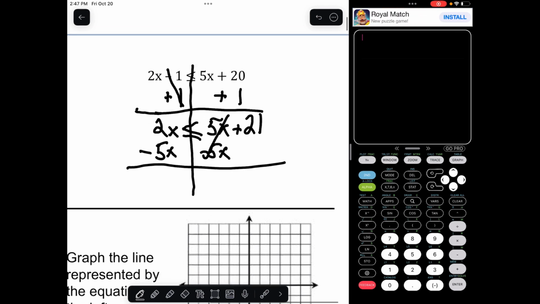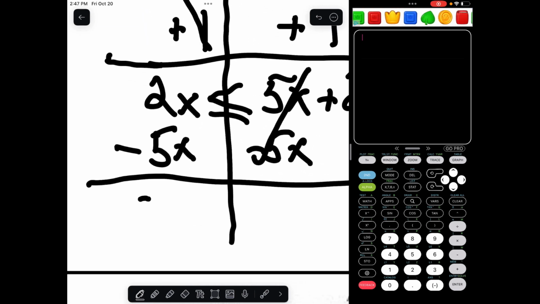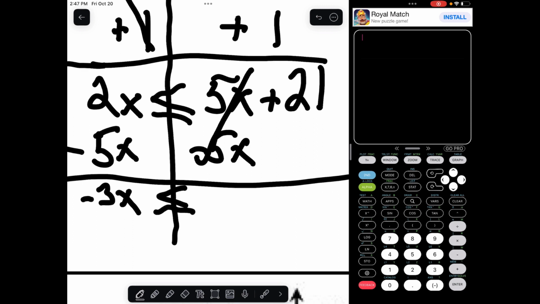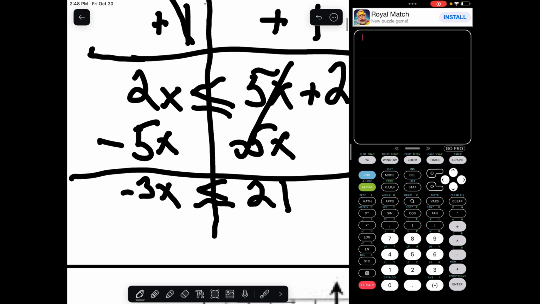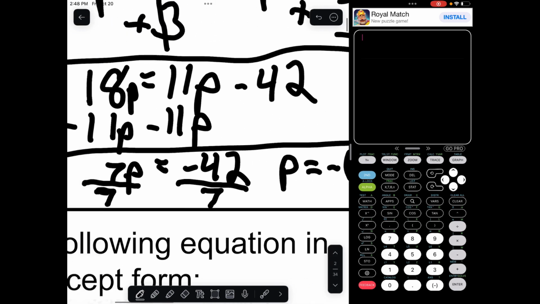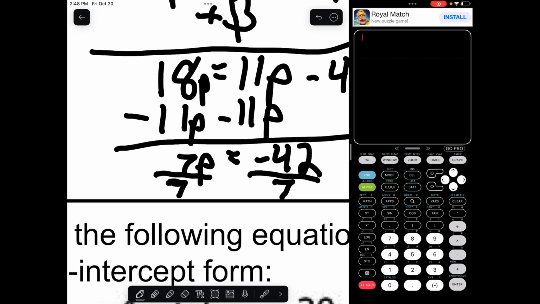2 minus 5 is a negative 3x. I still have my less than or equal to sign. And then I have 21. Just like in our example over here, when I'm at this final step, I'm not subtracting or adding anything to move things from one side or the other. I'm just trying to get one of whatever variable I have. In this example, it's p. So I divided by 7 to get 1p.